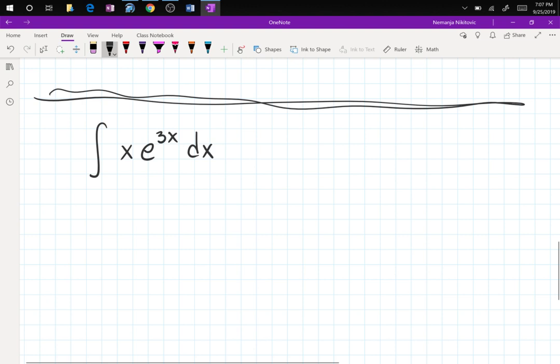And we immediately see that we can't use basic u sub, because if you set u to be 3x, then your du is 3, but you have x. So u substitution doesn't work. So we are going to set up immediately for our integration by parts. So u dv go on the top line. Below, we match it with the du and the v.